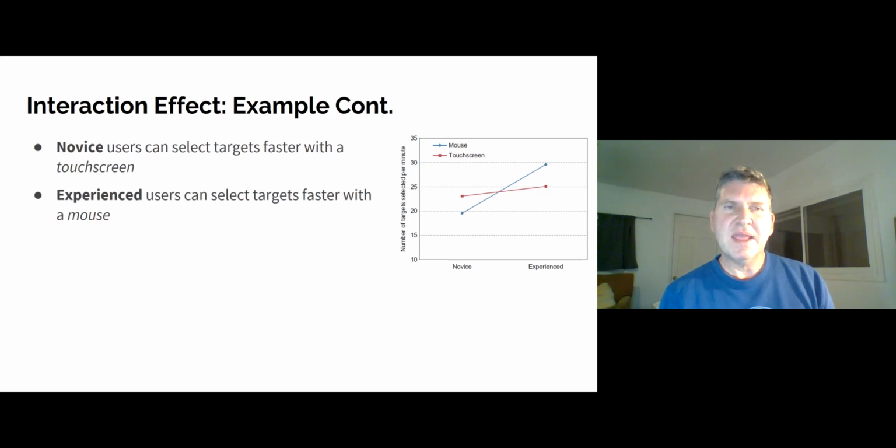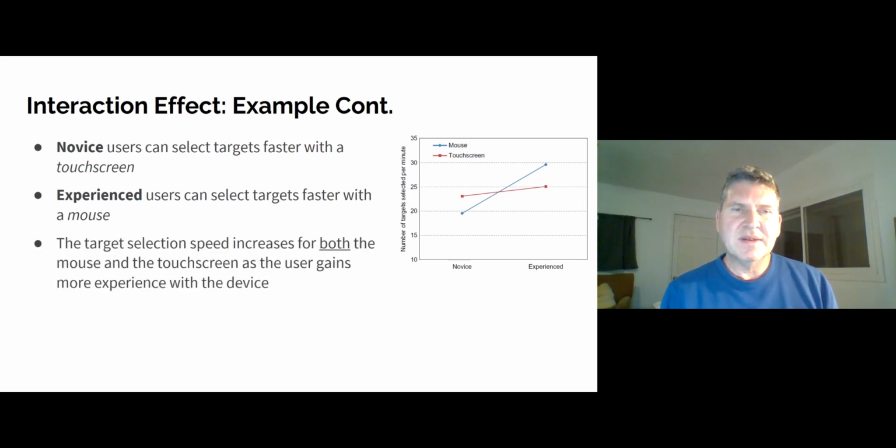Again, we can see that depending on their level of experience, they're going to be better suited for one of two different types of devices. The target selection speed increases for both the mouse and touchscreen as they get more experience. Looking at where the novice is relative to the experienced user, you can see for the touchscreen, as they get more experience, the slope of that line increases. And for the mouse, you can see that between novice and experienced user, that line has a steeper slope, which indicates that they perform much better as they gain experience relative to the touchscreen.